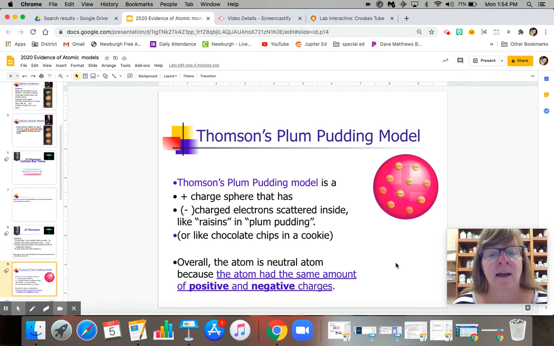Overall, he considered the atom neutral, but he really didn't know about the positive stuff. He really had just studied the electron, the negative stuff. So this would lead to more questions. What is that negative stuff?